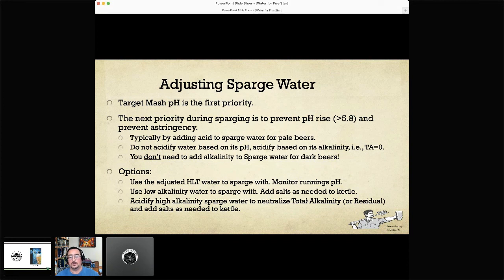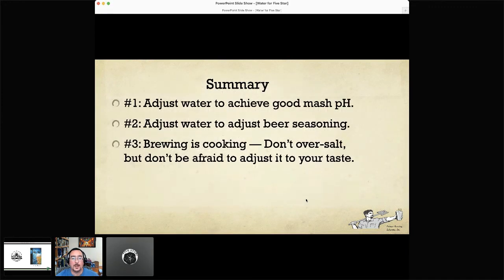Generally, I recommend using low alkalinity water for sparging with. Add salts as needed to the kettle. And acidify your high alkalinity sparge water to neutralize that total alkalinity or residual alkalinity to 0, and add salts as needed to the kettle. Okay. I'm sure there'll be some more questions about that later.